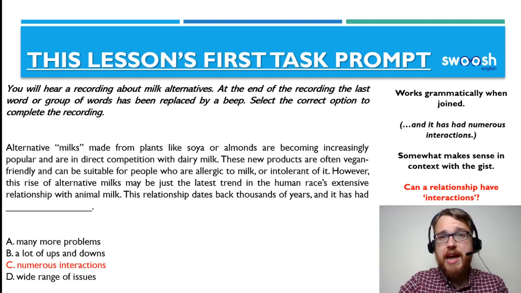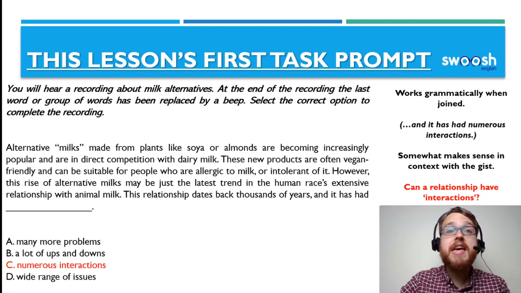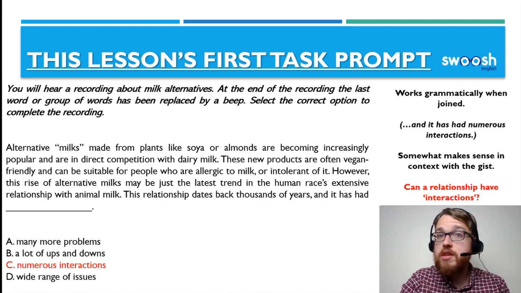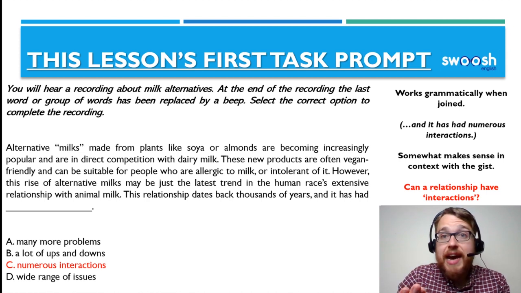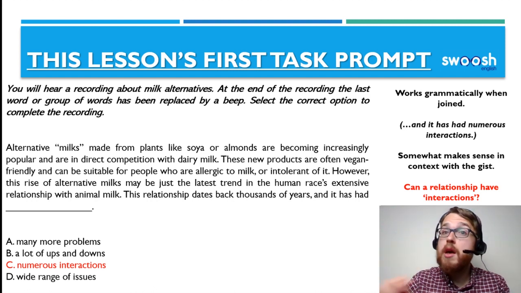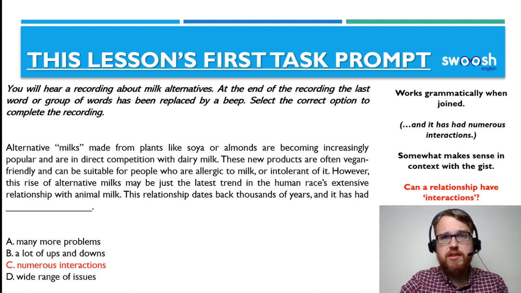Don't forget that the main noun of this statement is relationship. This relationship dates back thousands of years and it has had numerous interactions. Can a relationship have interactions? No, because it's not a person, it's not a living animal or a thing. It's an idea. An idea cannot have an interaction, so therefore it doesn't really work because of that word interactions in it.